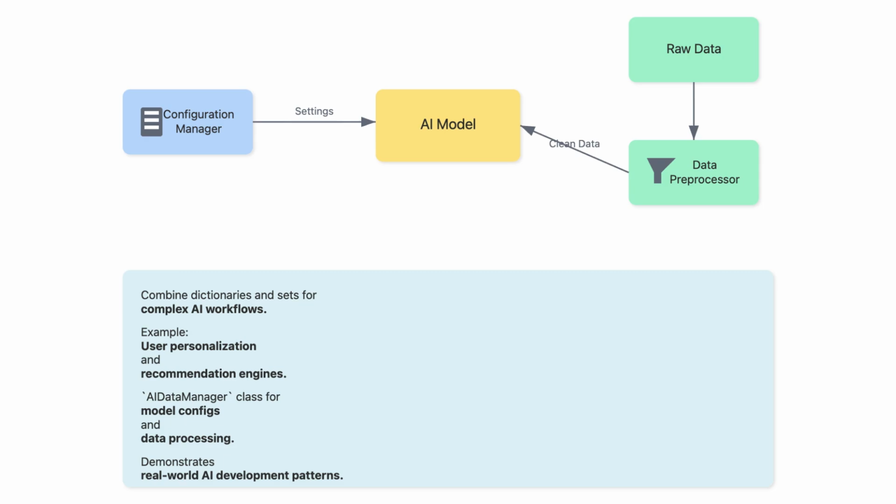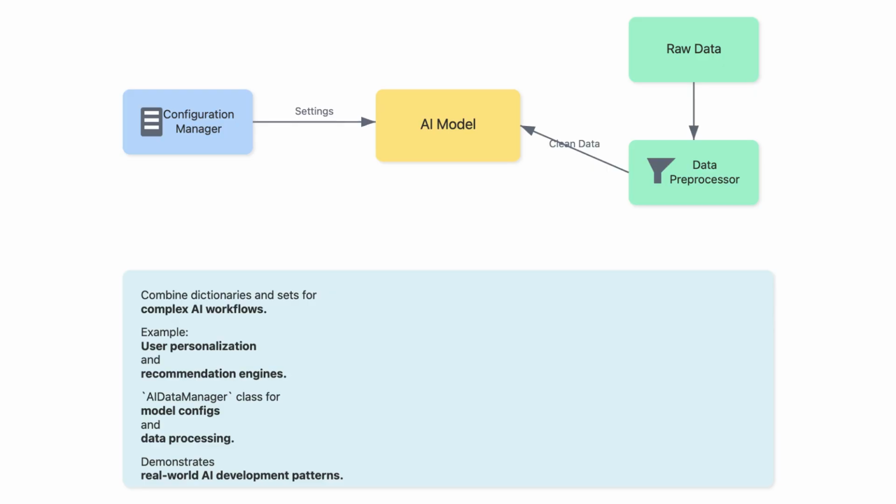To illustrate this practically, we can build an AI Data Manager class. This class effectively uses dictionaries to store various AI model configurations, like the temperature setting for a chatbot or a creative writer model, while simultaneously leveraging sets to process and clean raw training data, ensuring that customer queries or product reviews are deduplicated before being fed into an AI model.